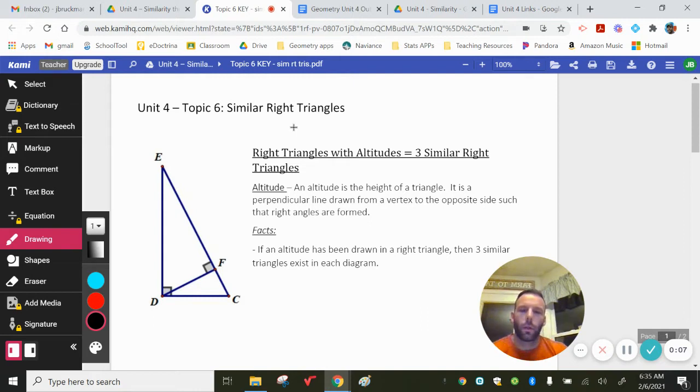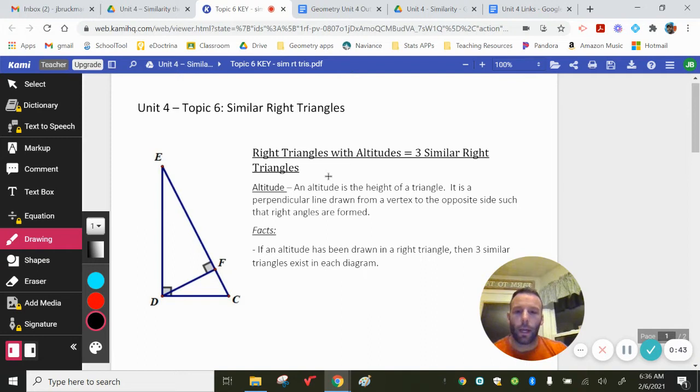So if you are told that you have a right triangle with an altitude, then 3 similar right triangles are formed. Can you see in this picture where there's 3 right triangles? You have the triangle EDC, which is the biggest triangle, and it's a right triangle because it has a right angle at D. Then you have this small triangle from C to D to F, which has a right angle at the point F, and then the medium-sized triangle EDF also has a right angle at F. So there's 3 different right triangles in there, and they are all similar to each other.